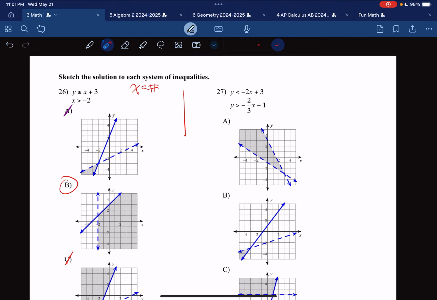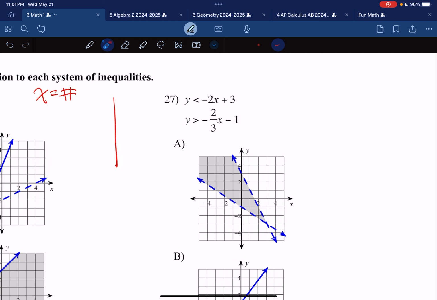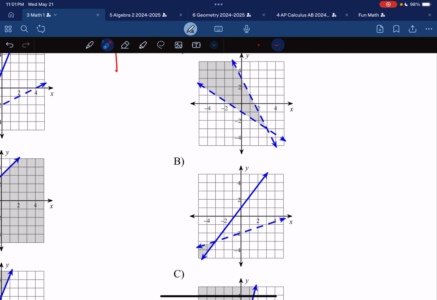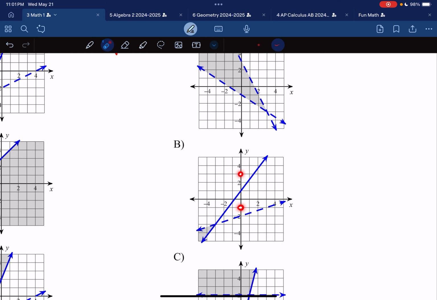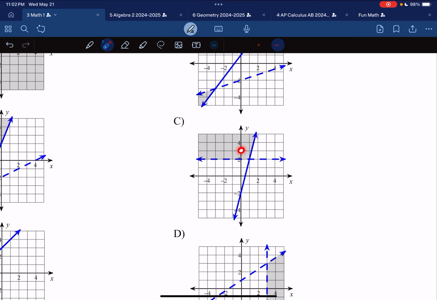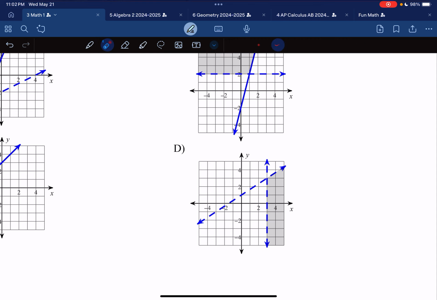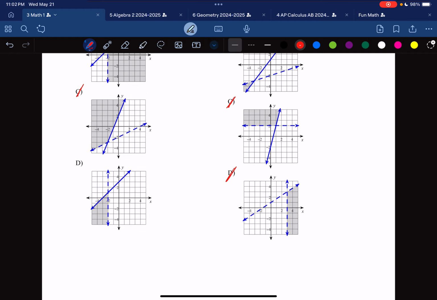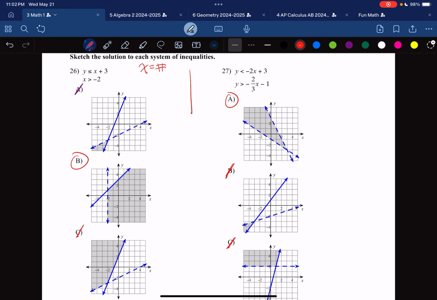And then number 27, I have these two equations. Let's check the y-intercepts and see if any of these are going to be eliminated. Y-intercept of positive 3 and -1. Okay, well, B is eliminated. C is eliminated based on y-intercepts. Really, it's that easy? You just look at the y-intercepts, kids. It's that easy. Correct answer is A.